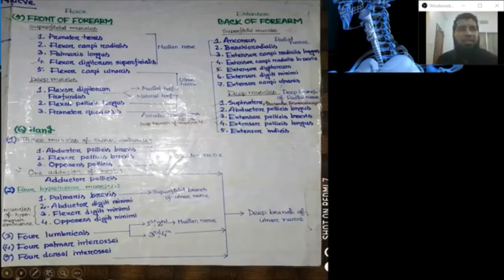And what are the deep muscles? There are 3 deep muscles in the anterior aspect of the forearm. One is flexor digitorum profundus. Profundus means deep. Flexor pollicis longus. Pollicis means thumb. Pronator quadratus.